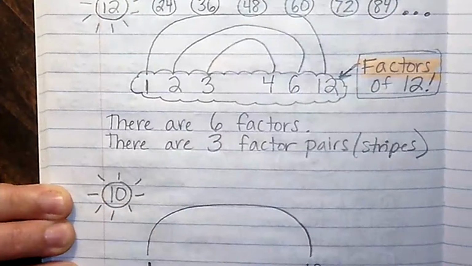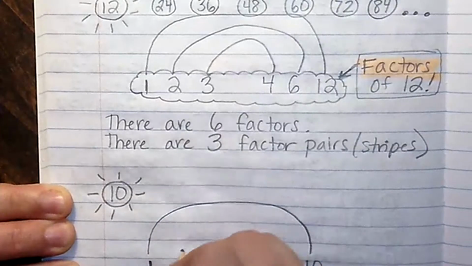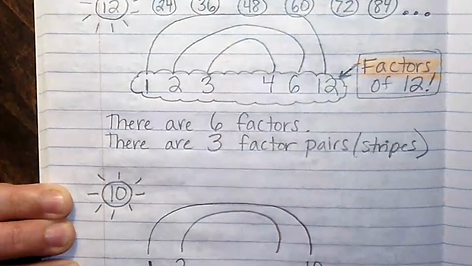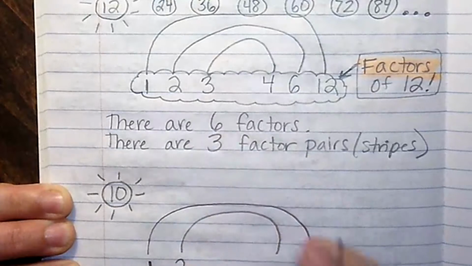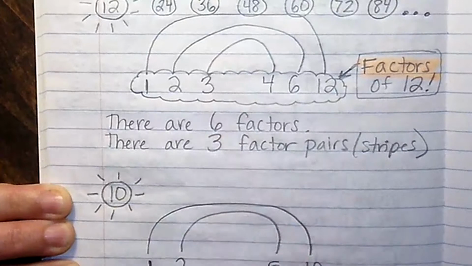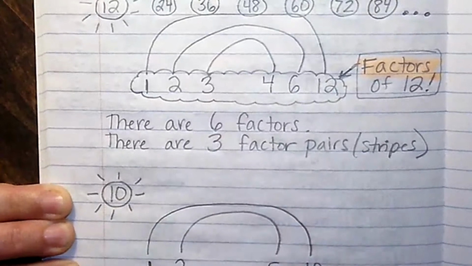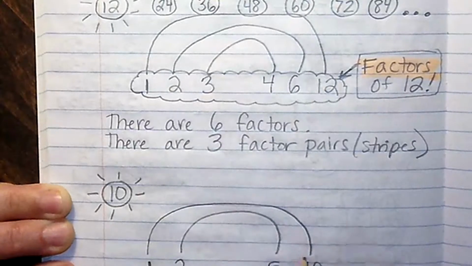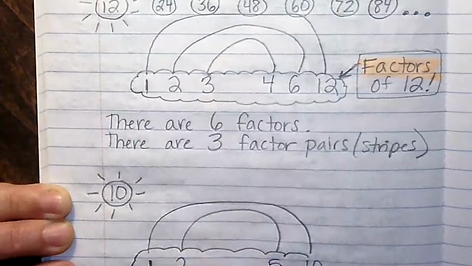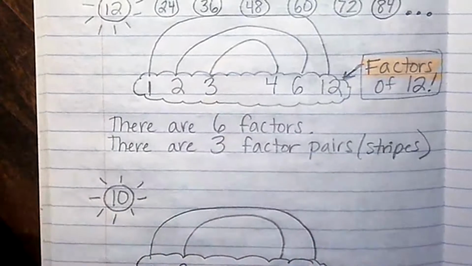Let's go in order. 2 times what gives me 10? 2 times 5. 2 times 5 is 10. All right, what about 3? 3 times 3 is 9. 3 times 4 is 12, so no 3s. What about 4? 4 times 2 is 8. 4 times 3 is 12. No 4. What about 5? 5 is already in my cloud. I'm going to circle these, and these numbers are the factors of 10.